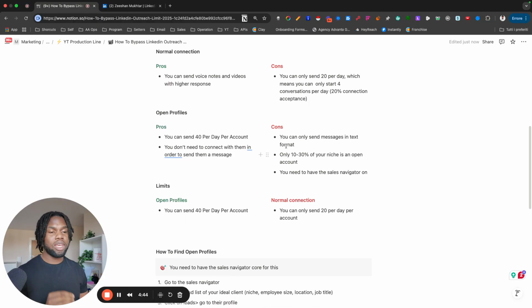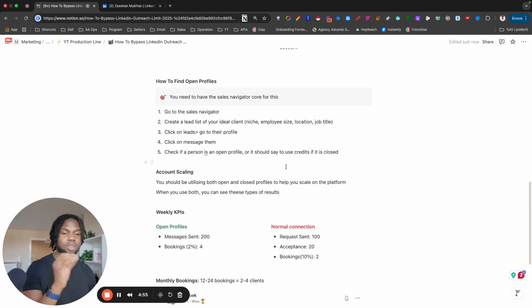Now, just a quick recap. With the limit, there is 40 per day per account on open profiles, and a normal connection is only 20 per day per account. Okay. Now, how do you find open profiles?